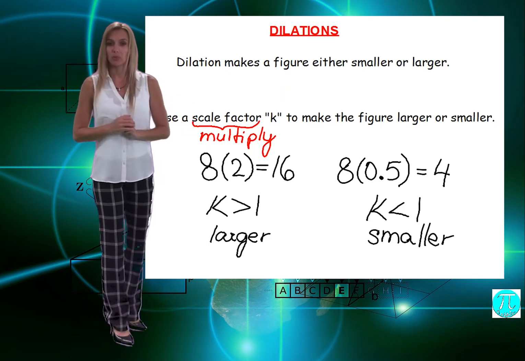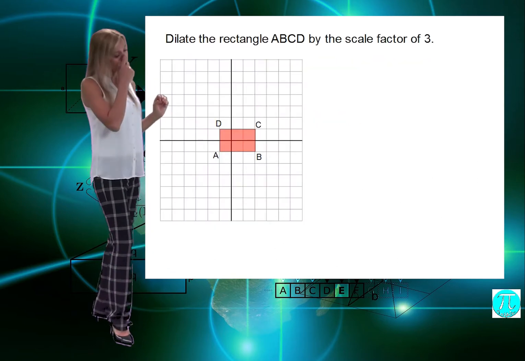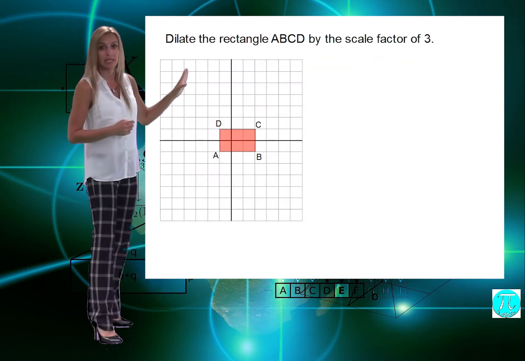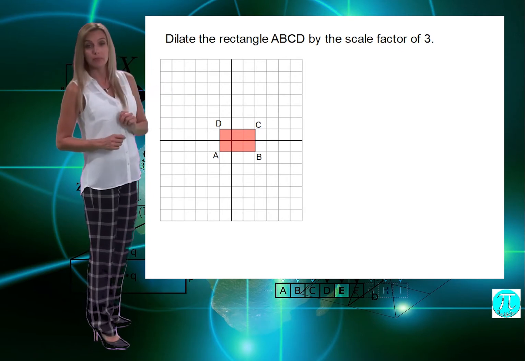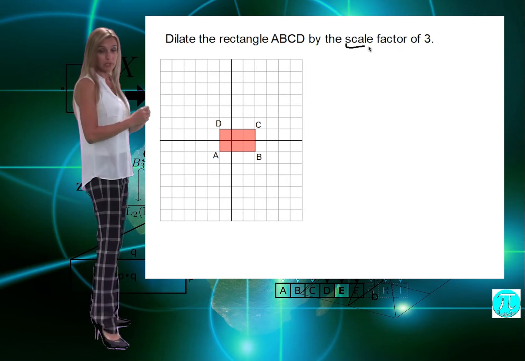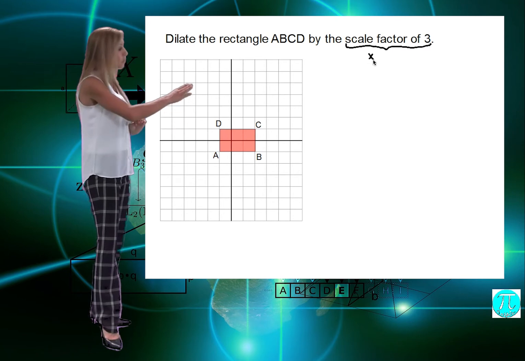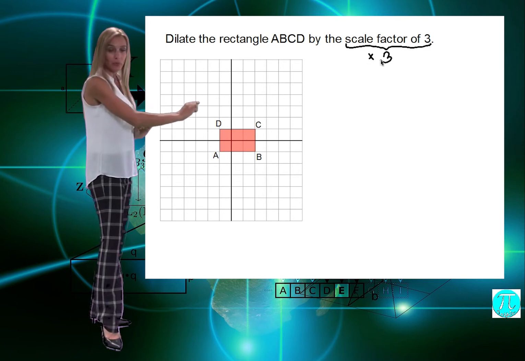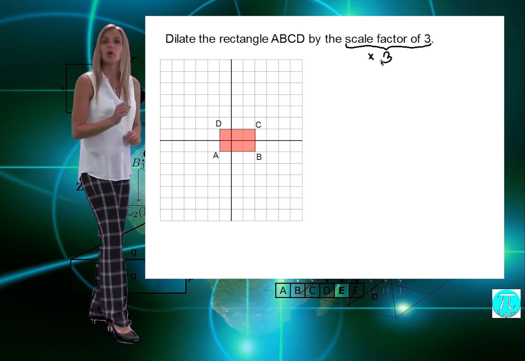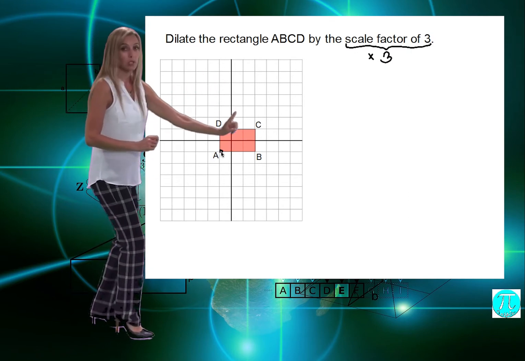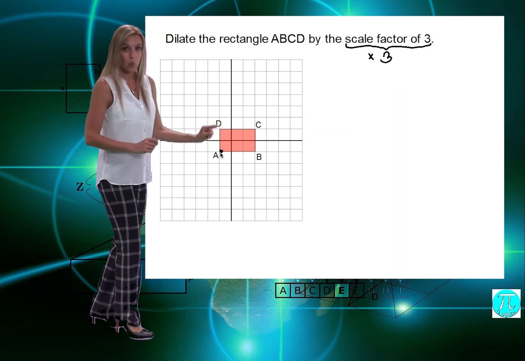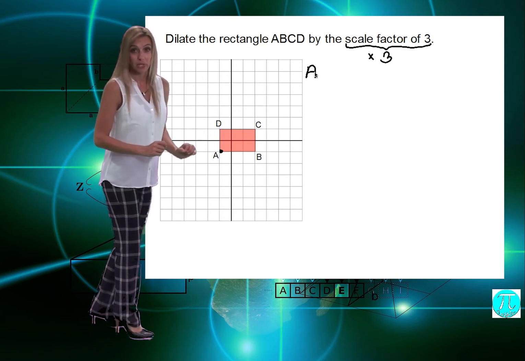Let's look at an example. We have to dilate this rectangle A, B, C, and D by a scale factor of 3. Well, scale factor means multiply, right? And we're multiplying it by 3. Well, what are we multiplying? We're going to multiply every coordinate for every point by 3.